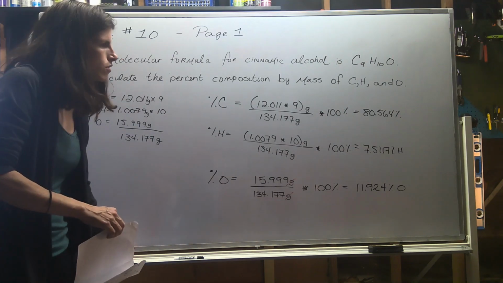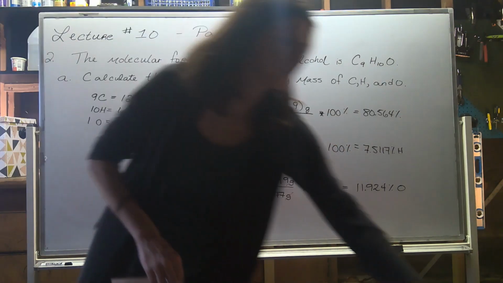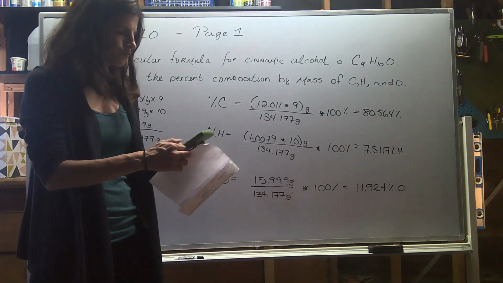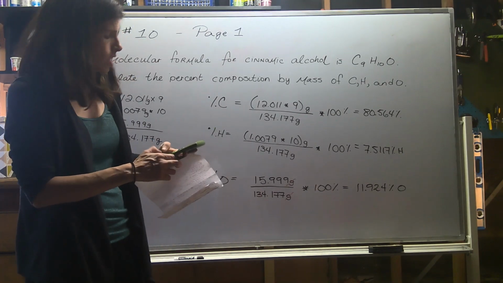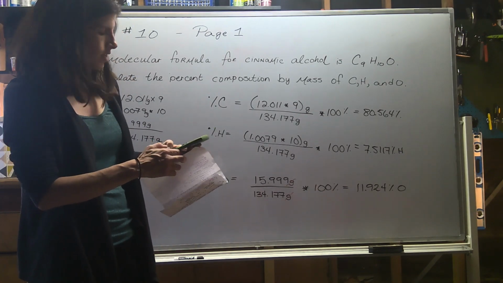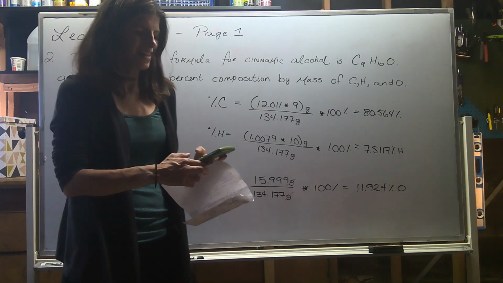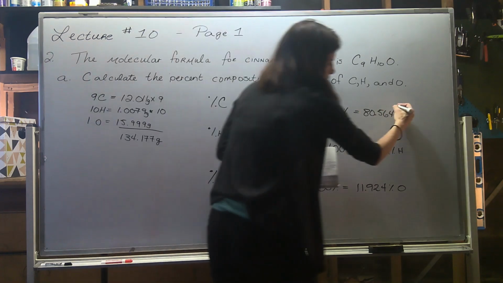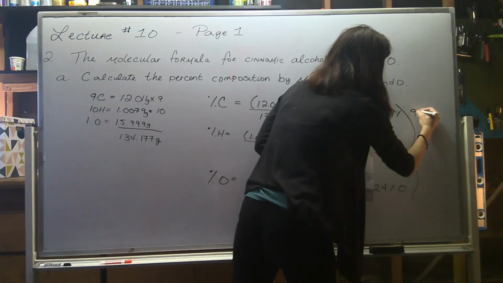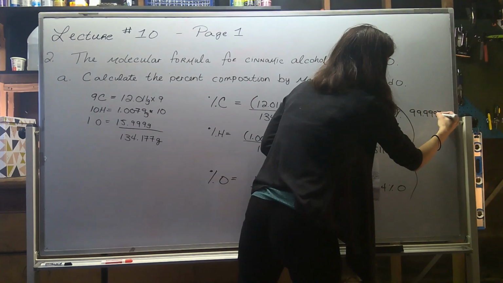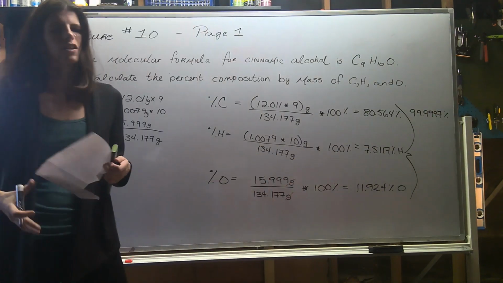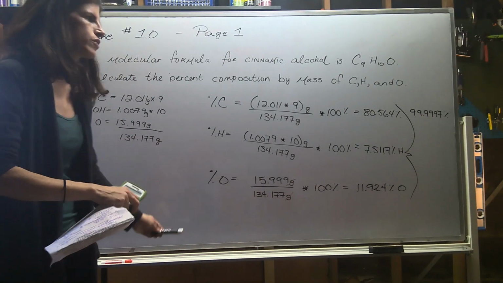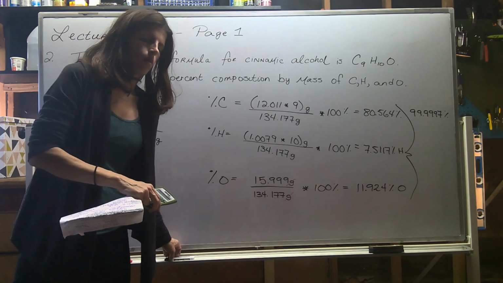And the best way to do that is to add up all 3 percentages. So if I grab my calculator here and I add up 80.564 and 7.5117 and 11.924, I get 99.9997%. So that tells me, or it's a good indication that I set up the problem correctly. I want it to be 100% or really close to 100% when I calculate those individual percentages.